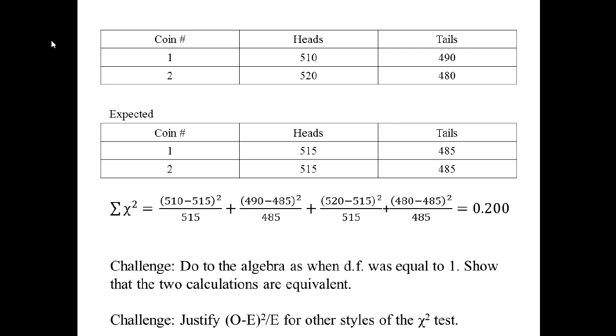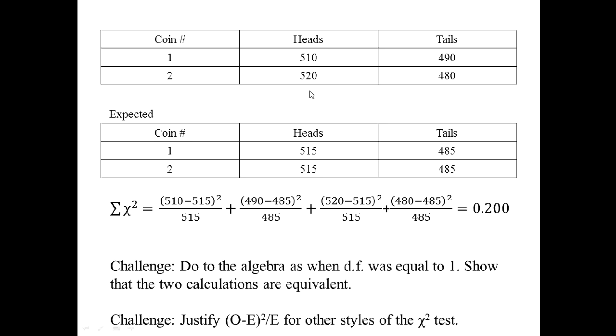But what I haven't done in this video is show it in the abstract sense for when degrees of freedom are equal to 2. So I leave that as a challenge for you guys. Just do out the algebra and show that doing that calculation as we did before, taking z1 squared and adding it to z2 squared, produces the same value as when you do this. But do it for any arbitrary value of the number of heads coming from coin 1 and the number of heads coming from coin 2.